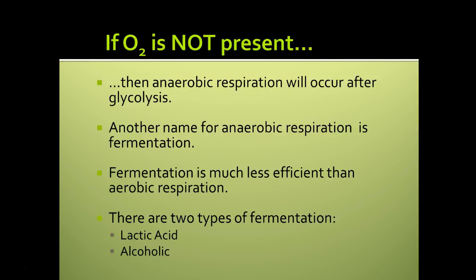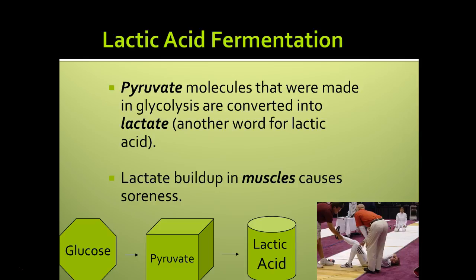Now, there's two different kinds of fermentation, something called lactic acid fermentation and alcoholic fermentation. In lactic acid fermentation, what goes in is the pyruvates. Remember, the pyruvates came from glucose being split during glycolysis. So the pyruvates go in and they're converted into lactate. A synonym for lactate is lactic acid. So this process, lactic acid fermentation, can actually happen in our muscles.